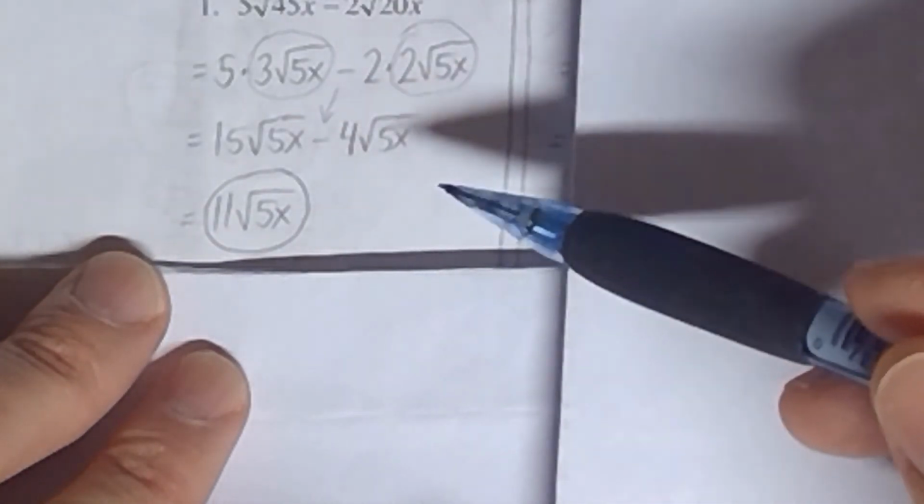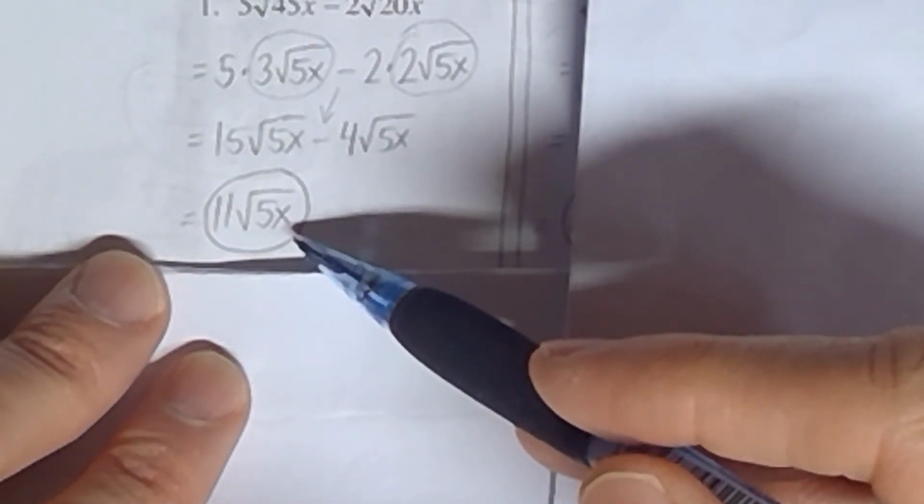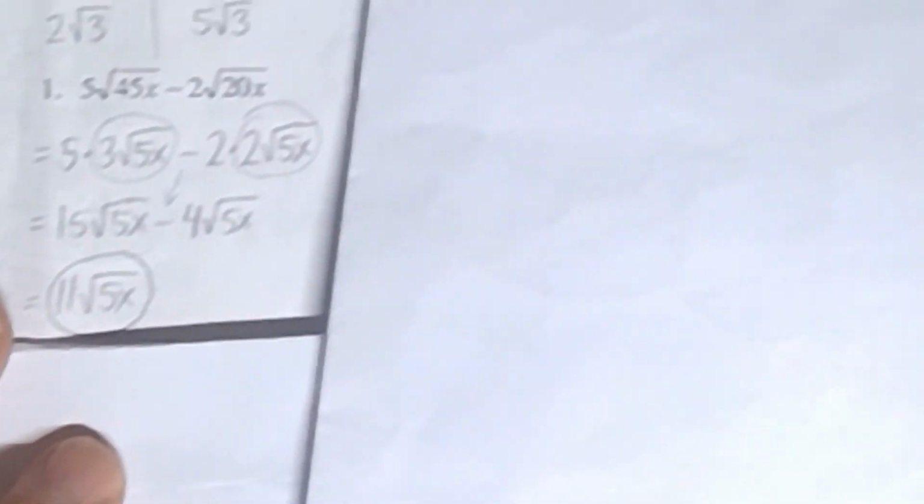So now 15 minus 4 would be 11. And so, again, the radical stays the same. It is the same and it stays the same, but it has to be the same in order to add or subtract those outside parts, 15 and 4. In this case, we subtract them. So that's number 1. Number 2.